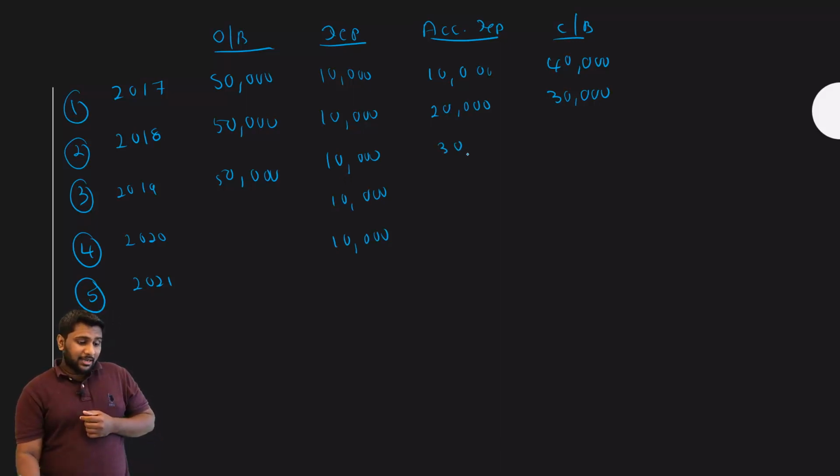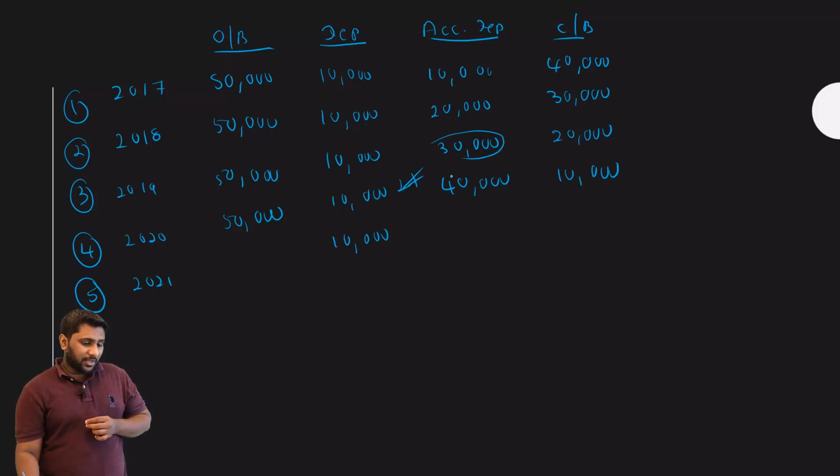So accumulated depreciation will go up to 30,000, because for all 3 years, 2017, 2018, 2019, the value of the asset at the end of 2019 is 20,000 US dollars. Here again, 50,000 US dollars, and here accumulated depreciation will go up to 40,000. Why is that? This 30,000 plus this 10,000. So it will be 40,000. So this balance will be how much? It is only 10,000 US dollars.